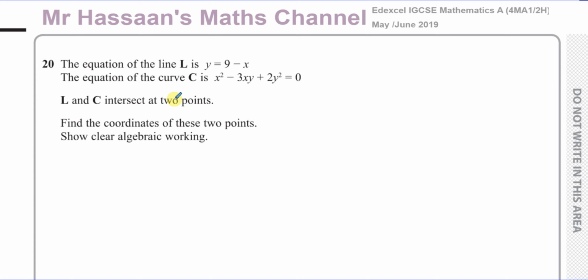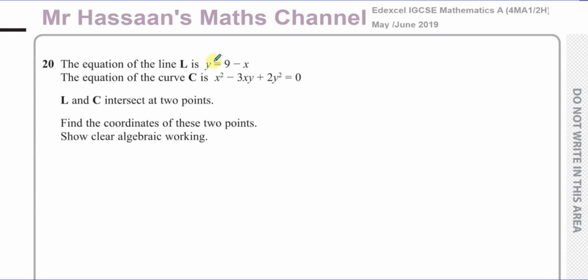I'm now going to answer question number 20 from the May-June 2019 Edexcel IGCSE Mathematics 2H paper. The question is about the line y equals 9 minus x and a curve x squared minus 3xy plus 2y squared equals 0. These two intersect at 2 points, and we have to find the coordinates of these 2 points and show clear algebraic working.